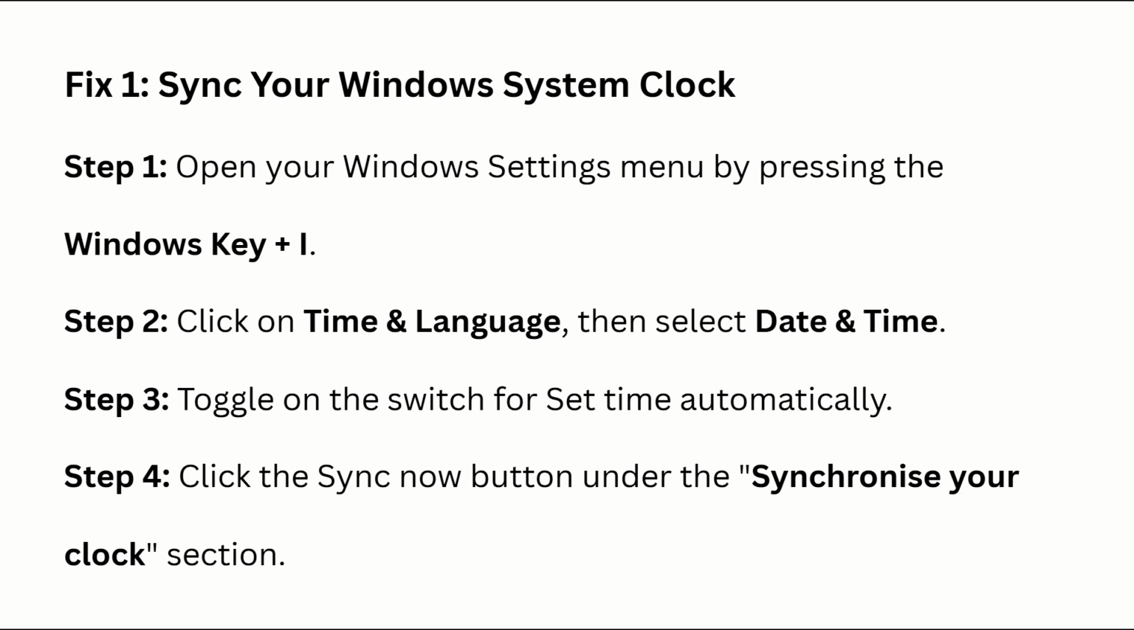First open your Windows settings menu by pressing the Windows key plus I. Now click on time and language and from there select date and time. Then toggle on the switch for set time automatically. Then click the Sync Now button under the Synchronize Your Clock section.